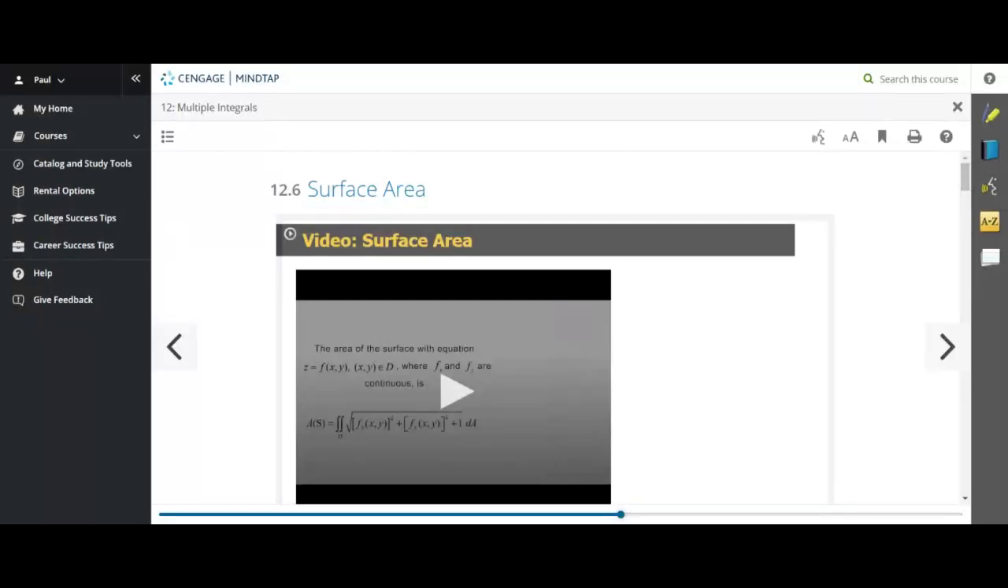We are recording. We're in now section 12.7. We're talking about another application of double integrals, and this one deals with surface area.